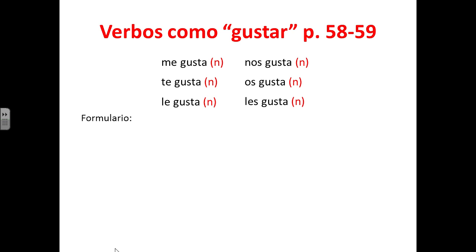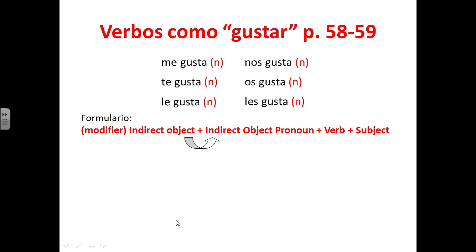El formulario para usarlo es the modifier, which is the indirect object pronoun, the verb, and then the subject. The indirect object and the indirect object pronoun go together, and then the verb and the subject go together. Remember, verbs like gustar are very different than the formation of other verbs.